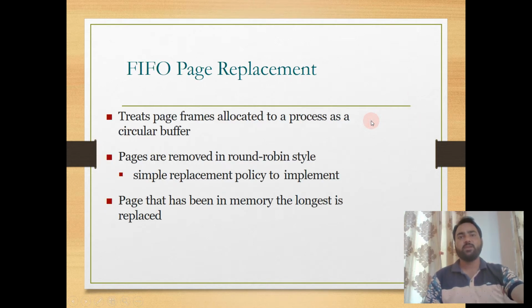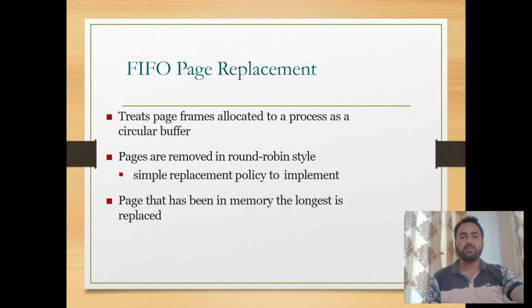First one is the FIFO page replacement algorithm. This algorithm treats page frames allocated to a process as a circular buffer. That means, as the name suggests, first in first out. Whatever page enters the memory first will be removed first from the memory to the secondary storage when page replacement is required in the system during execution.